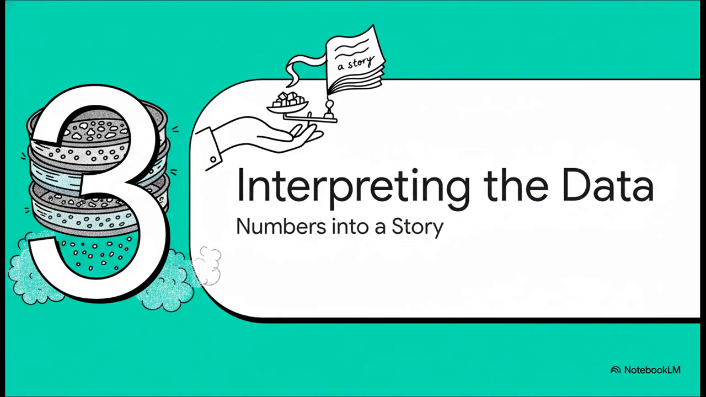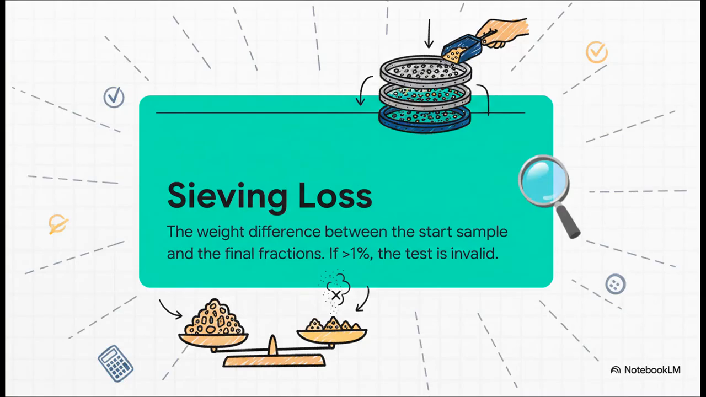Okay, the shaking is over, the dust has literally settled. What we have now is a stack of sieves, each one holding a different size group of particles. Now comes the moment of truth, weighing each fraction and turning all those raw numbers into a story about our material. But wait, before we even look at the results, there's one last crucial quality check. You have to weigh everything you collected on all the sieves, add it all up, and compare that final number to the weight you started with.